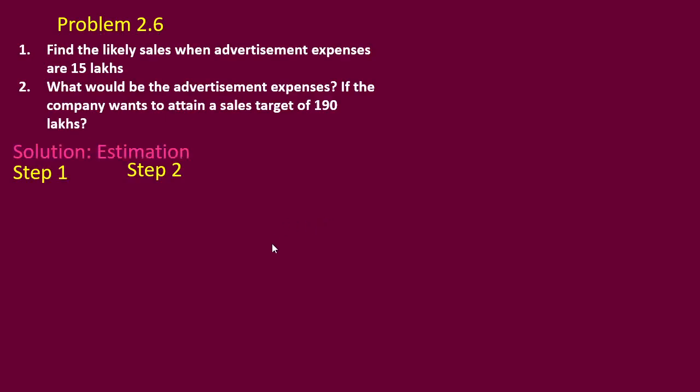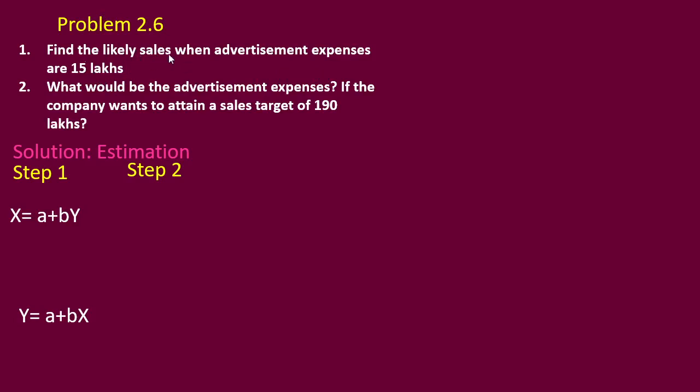So let's start with the estimation. As far as estimation, our equation should be in the form of x equals a plus by or y equals a plus bx. Here you should find the likely sales when advertisement expenses are 15 lakhs. Recall we have considered the sales as y. So find the likely sales.